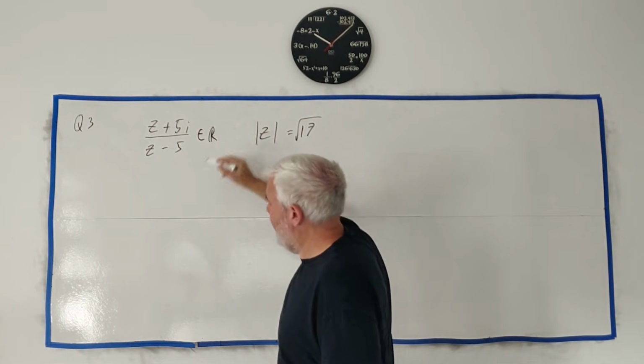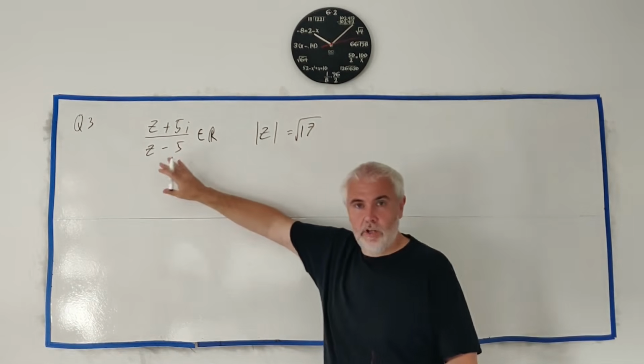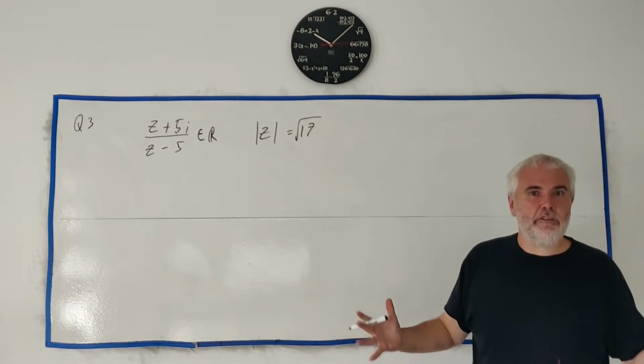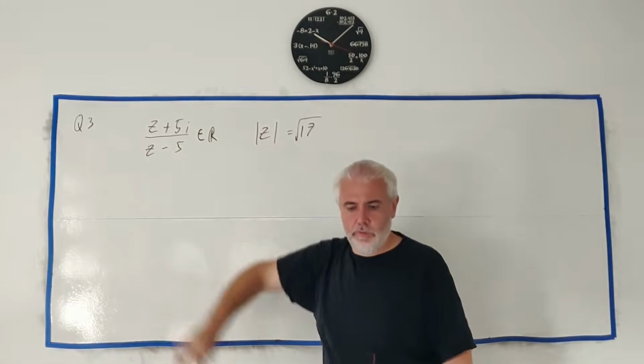This is an element of the real set. That means there's no complex part of this. So how does that help us? We'll leave this for a moment. We'll just deal with this idea over here.